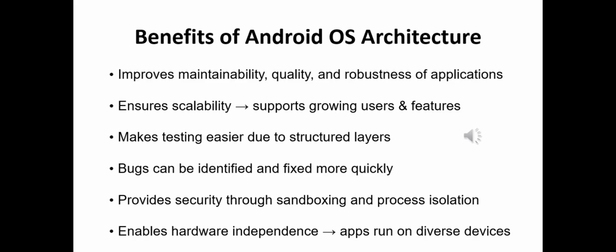Now, we're going to talk about the benefits of the Android OS architecture. The Android OS architecture provides several benefits. It improves maintainability, quality, and robustness of apps. Since the architecture is scalable, it supports more users and new features as the app grows. Testing becomes easier, and bugs can be identified and fixed quickly thanks to the layered structure. Security is also improved through sandboxing and permissions. Most importantly, hardware independence ensures that apps can run on a wide variety of devices from budget phones to high-end systems.